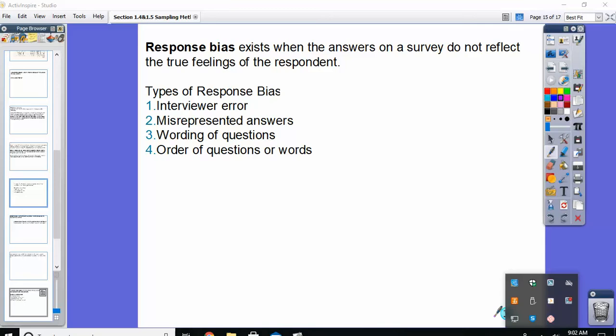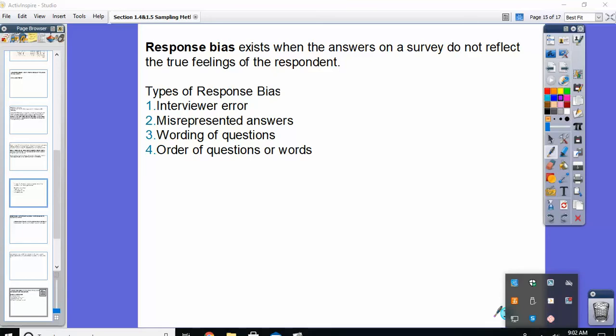Number 3, wording of questions. Sometimes if your questions are confusing, if people don't understand what it's asking, then they might give you the wrong answer. It doesn't truly reflect their feelings. Or sometimes if you use strong language, then people are less likely to answer it correctly.